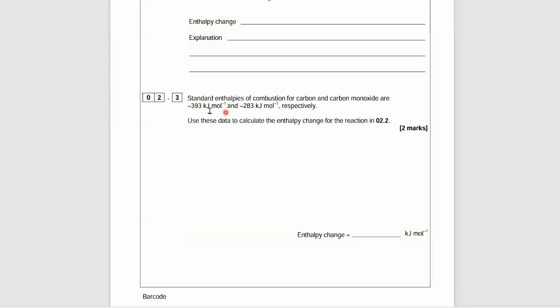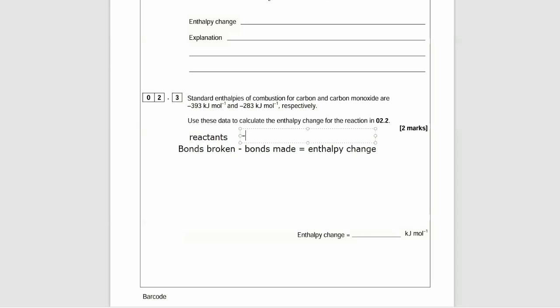So we've got the standard enthalpies of combustion for carbon and carbon monoxide are minus 393 kilojoules per mole and minus 283 kilojoules per mole respectively. Use this data to calculate the enthalpy change for the reaction in 2.2. So really we want to do the bonds broken minus the bonds made. So we're going to break the bonds in the carbon and then we're going to reform them into the bonds in the carbon monoxide.